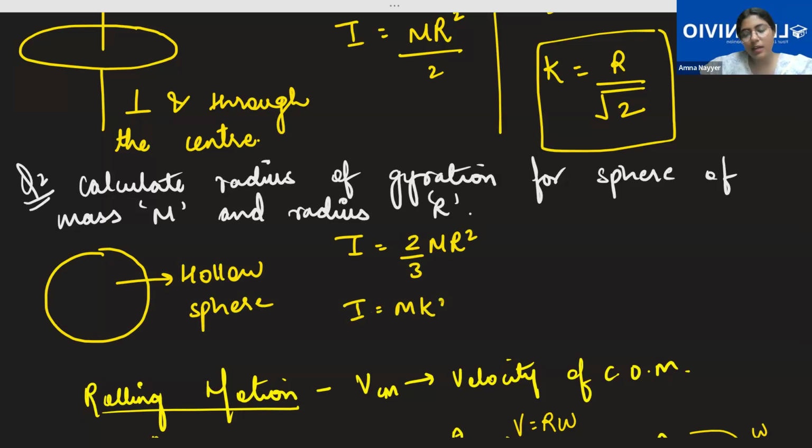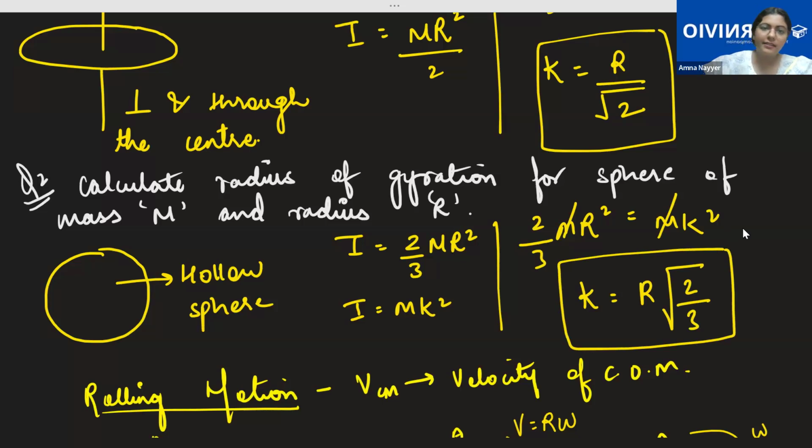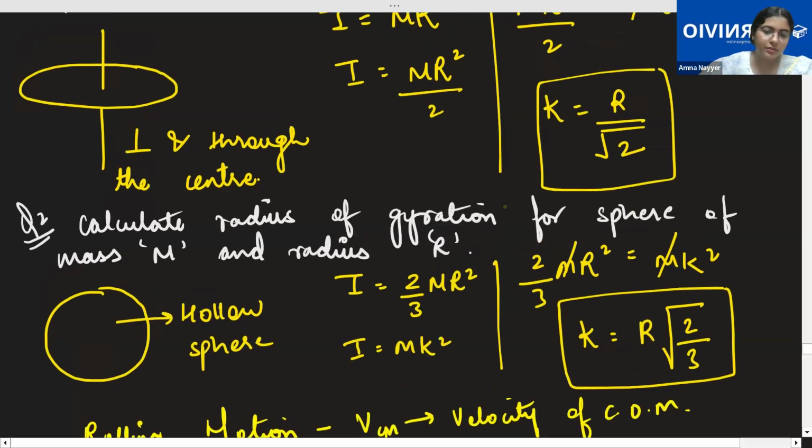I is equal to mk². Equate both of them. 2/3 mr² is equal to mk². Mass will be cancelled. k is equal to r root 2/3. Fine, write this, then we'll discuss rolling motion.